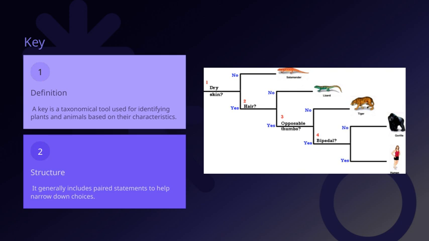When we talk about a key, we're referring to a sort of structured pathway that uses specific characteristics to distinguish between species. This makes it much easier to pinpoint exactly what we're looking at, especially when dealing with similar-looking organisms. So, in essence, a key is a taxonomical tool, meaning it's a method used to classify and identify living things based on their traits. Understanding how to use keys effectively is fundamental in biology and helps us organize the diversity of life in a clear, systematic way.